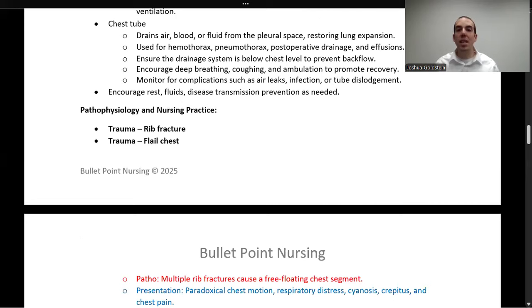Next, we have chest tubes. Chest tubes, again, sorry to say this, the last time I'm going to say it, is a whole separate lecture by itself.